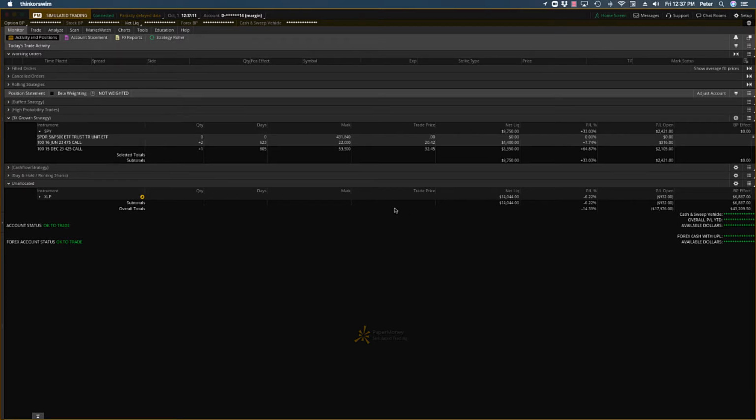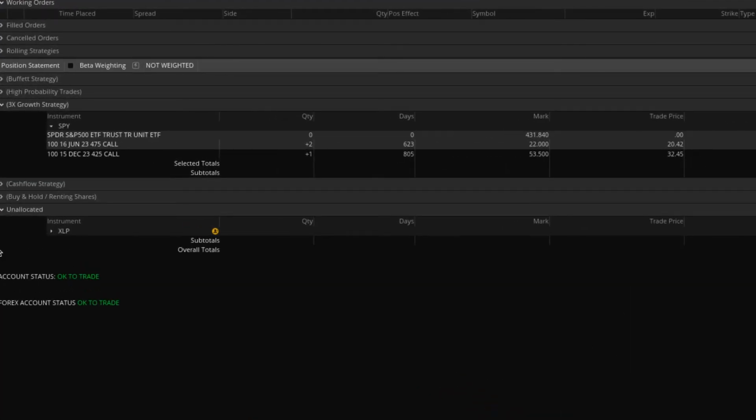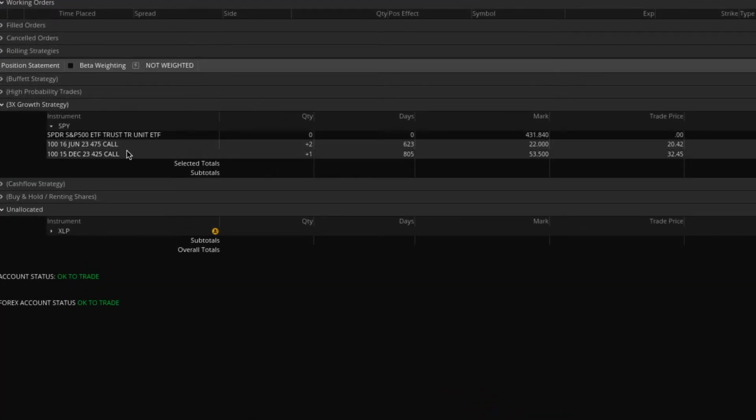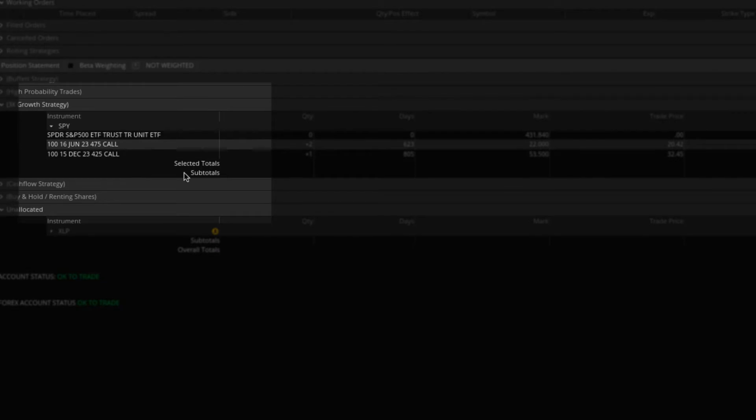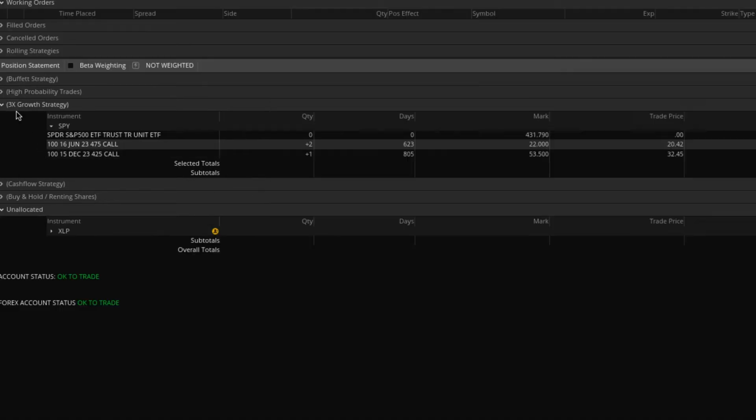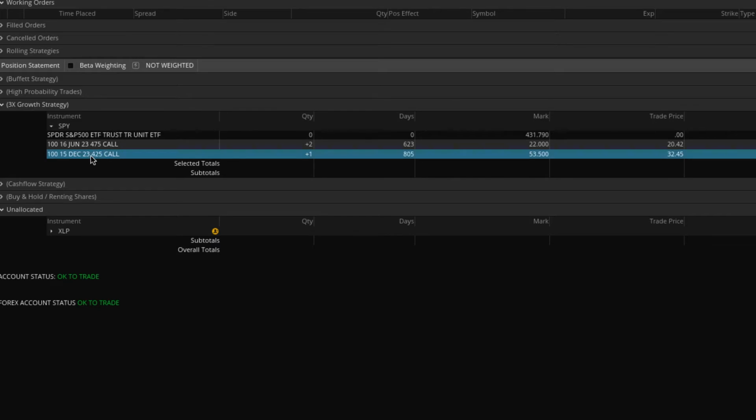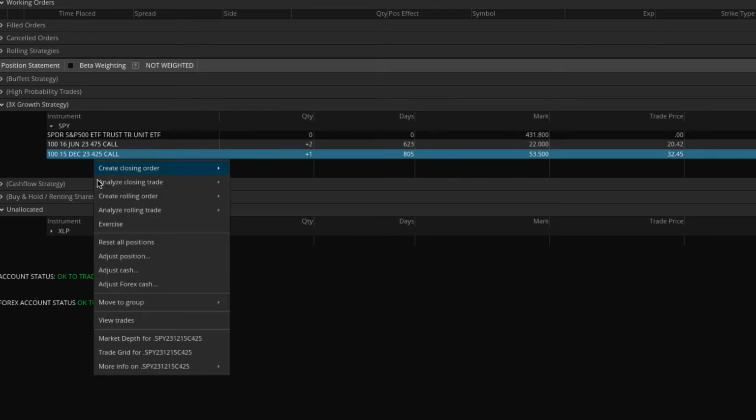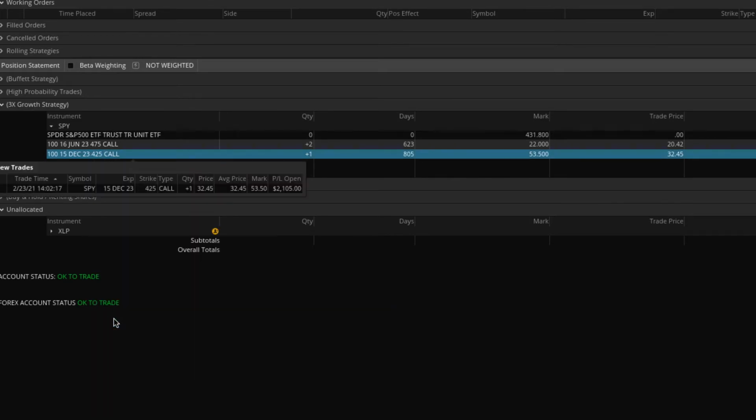You can see on the screen that I already have the 3x growth strategy going. I have a couple of different options playing out, and this is what I'm doing for Success Academy members. This gives you a good example. Let's just take this one here. I'll show you when I created that trade. If we go to view trade, I got into this trade on February 23rd, so just about near the end of February.